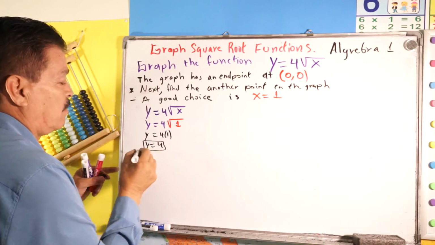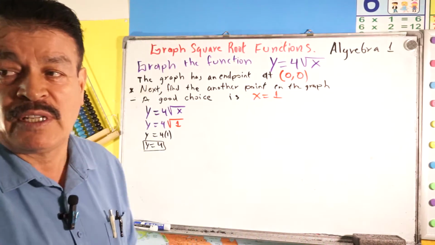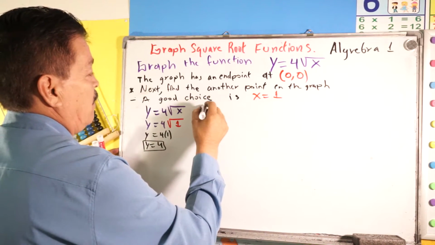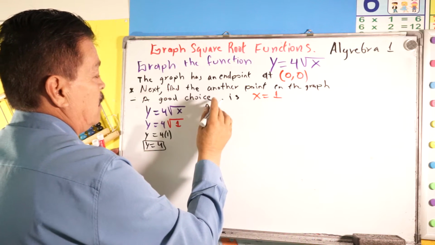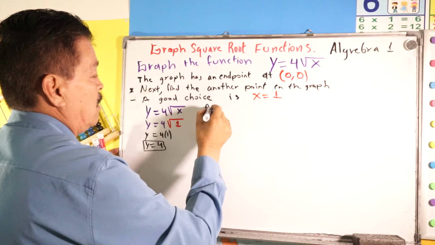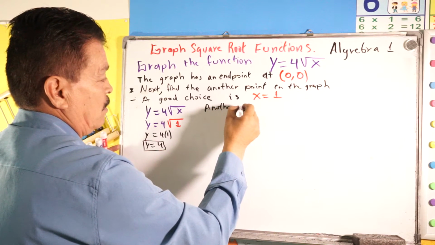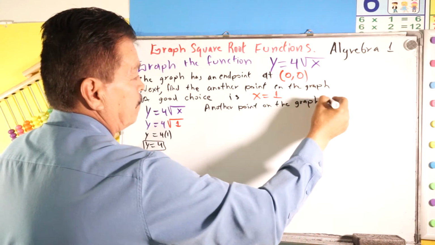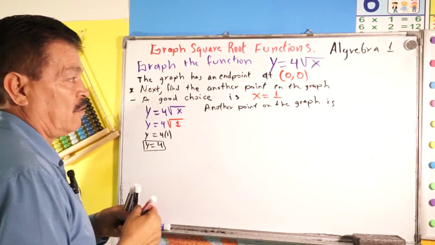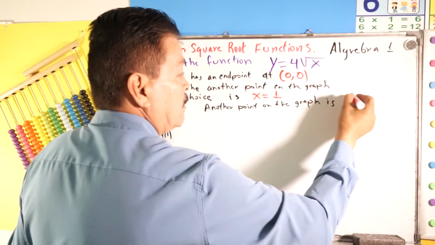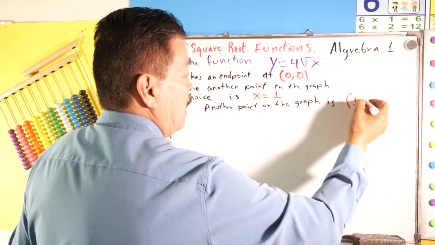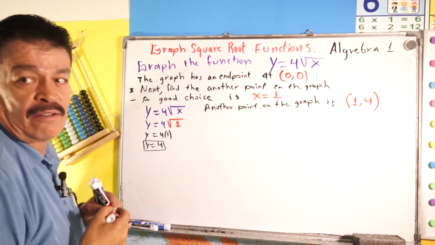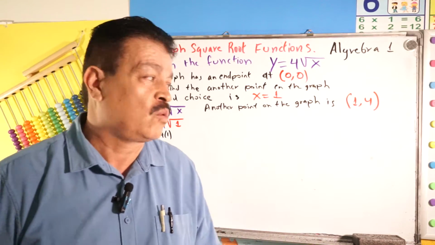This is another piece of information. So another point on the graph is (1, 4), where y equals 4. This is another point, so now we are ready to make the graph.